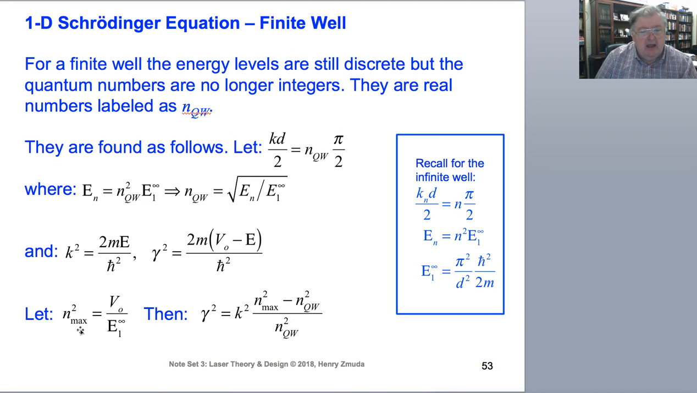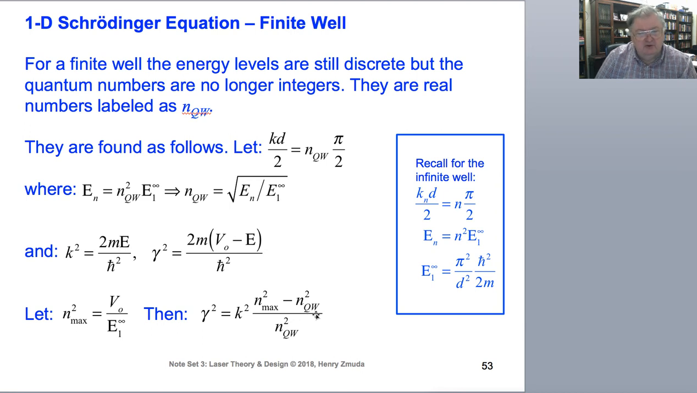So in other words, I know n max. It's something I know because I'm assuming I know the depth of the well, V0, that's given somehow. In your homework, if you've looked at it, I tell you 166 millielectron volts is what V0 is, to do your homework. And then I'll show you how I even got that. And E1 infinity, if we know the width of the well and the effective mass, we could compute that too. So this is a known number. n max is something I know. What I don't know is n quantum well. That's what I'm looking for.